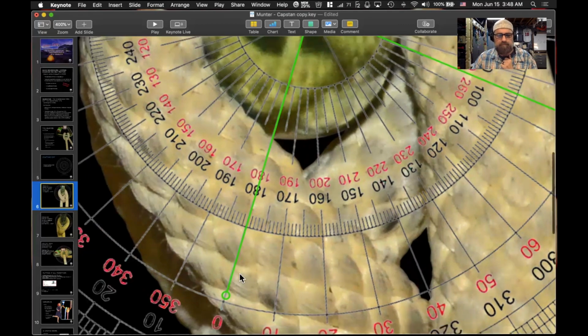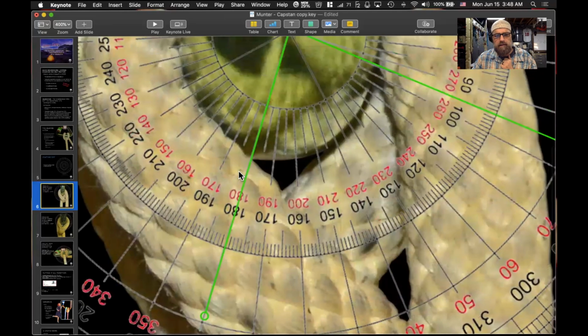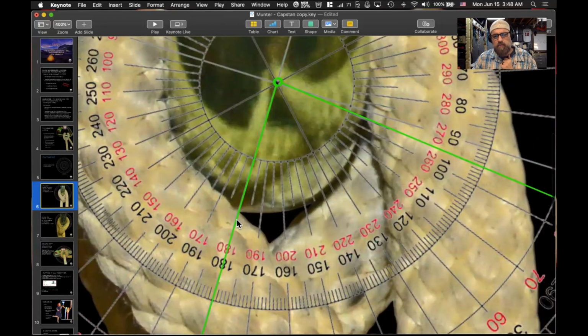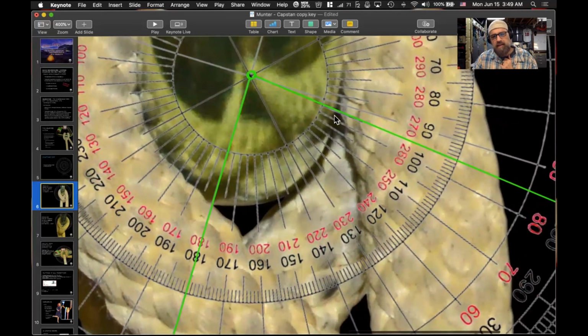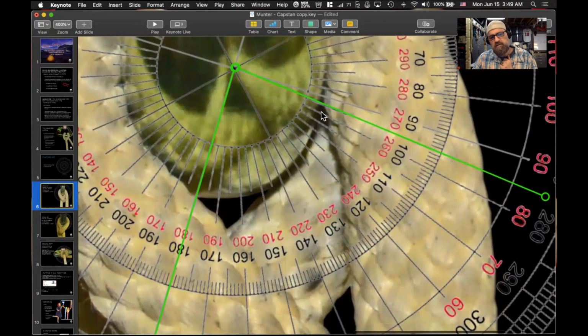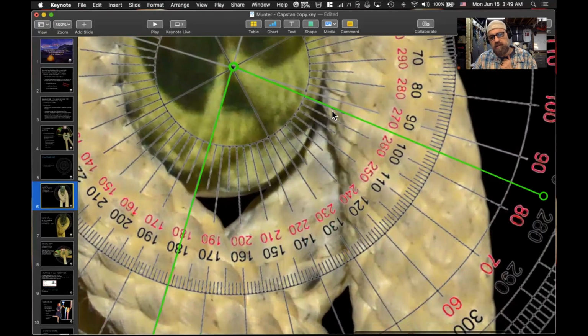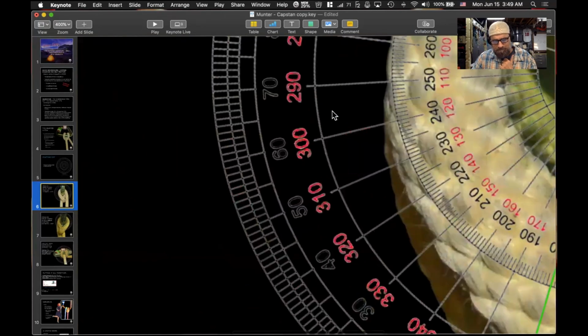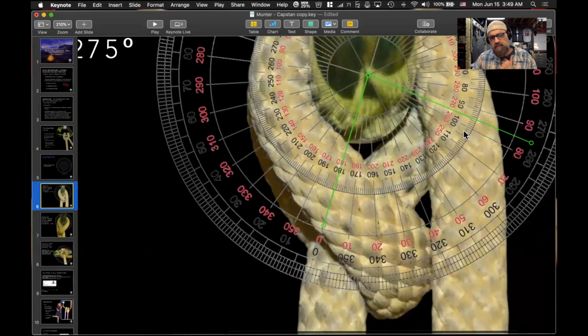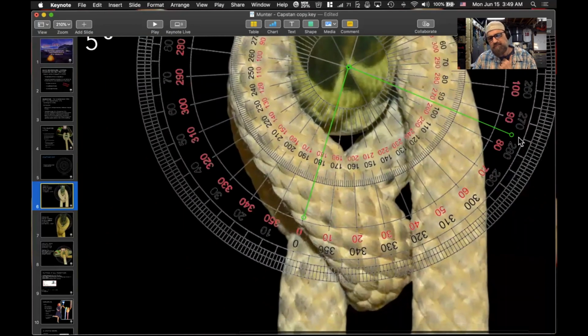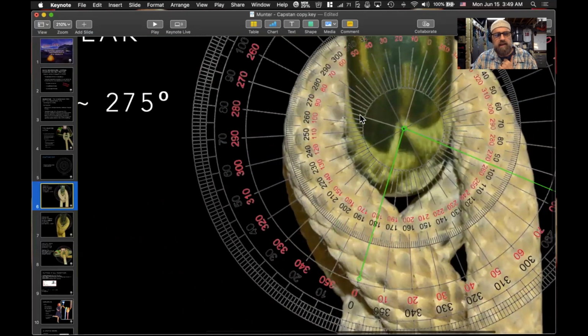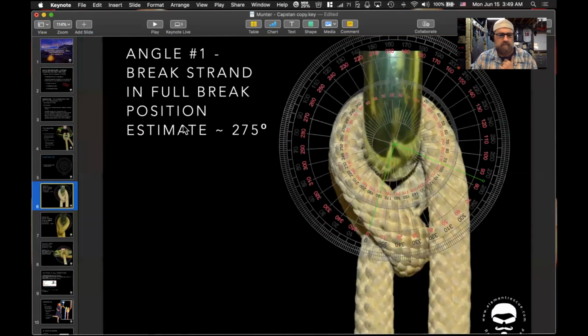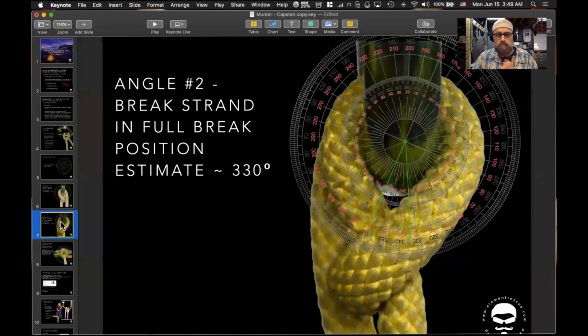And so with that, we have 0 here, and that's basically estimating where the rope is in contact and coming up to the center of our point and our carabiner, and then going off to where we lose contact of the rope with our brake strand. So we're estimating that right at about 275. So going back here, you can kind of see right in between there, 270, 280. So we estimated that at right at about 275. So that's our first angle. We can mark that down.